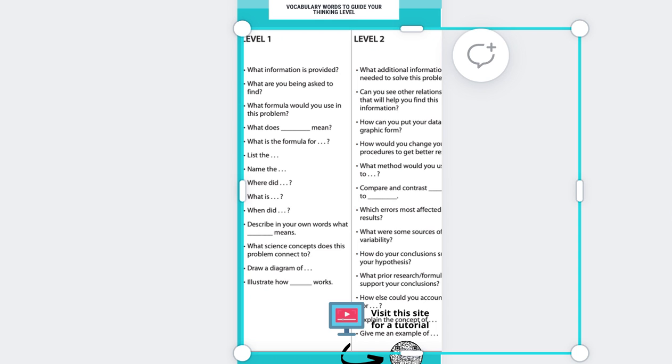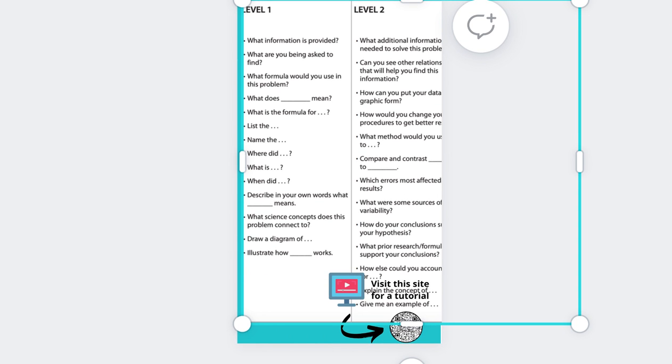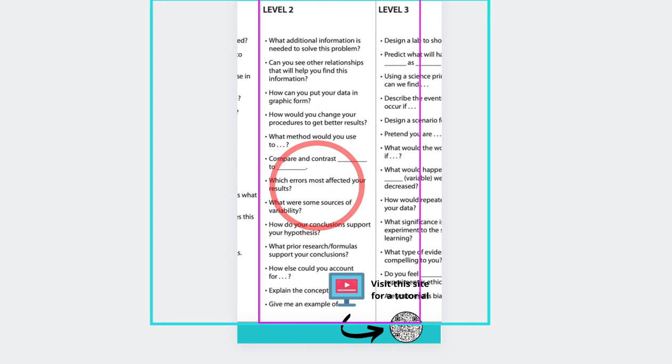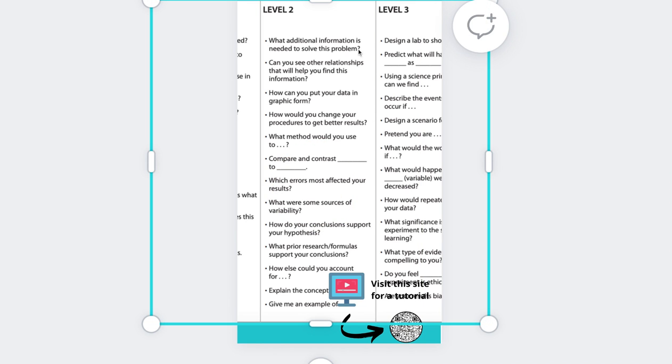What science concepts did this problem connect to? You might draw a diagram or illustrate how something works. So, those would all be the first step that you would do in order to understand a text or a science problem. Level 2, you would ask yourself these types of questions or work towards reading it for this type of information.